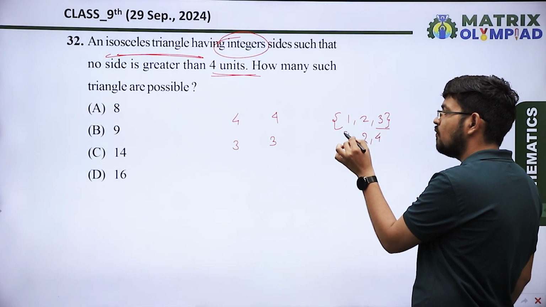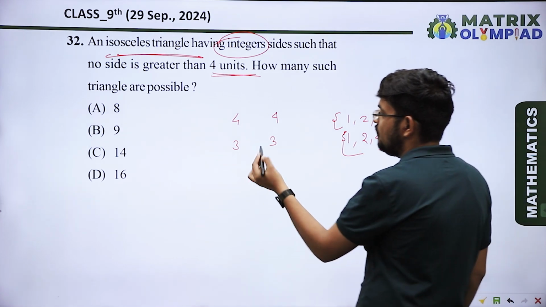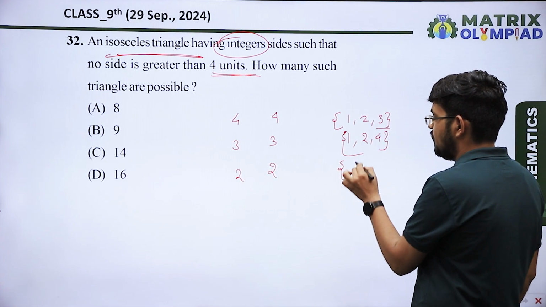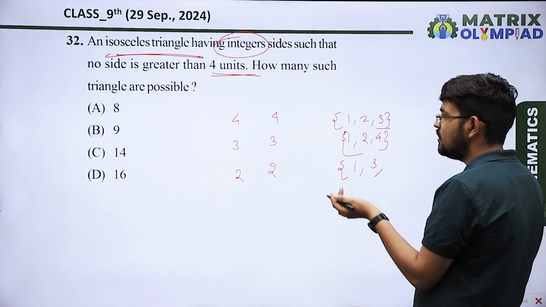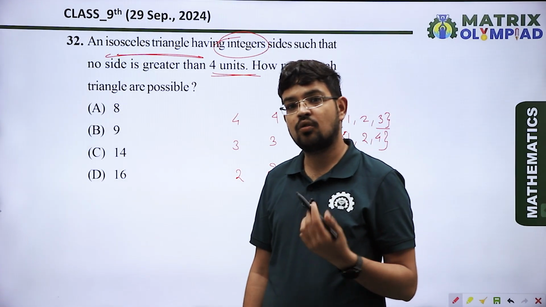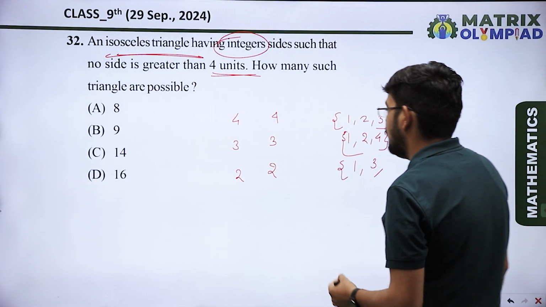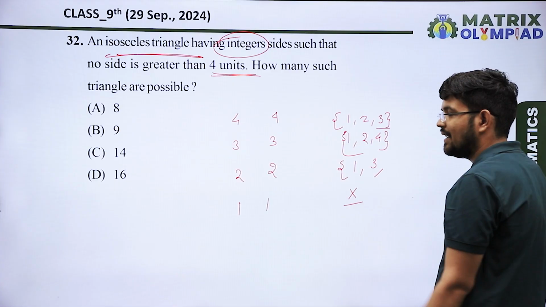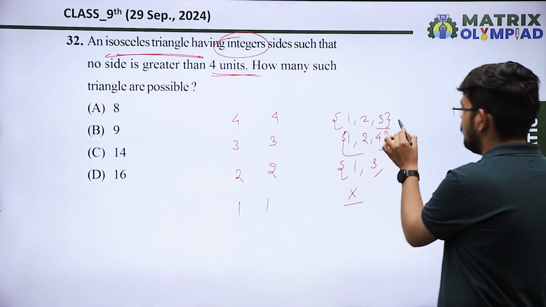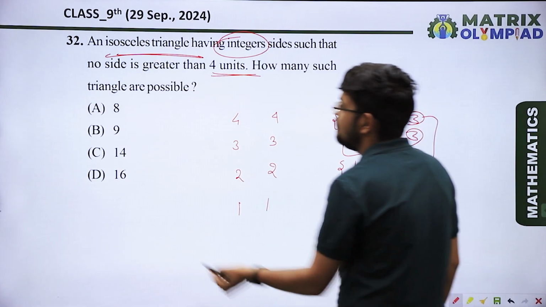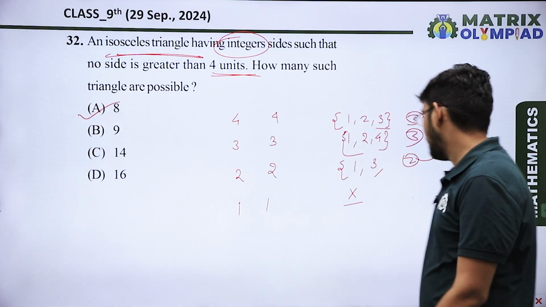If the equal sides are 3, 3, then the other side may be 1, 2 or 4. And if you are taking equal sides 2, 2, then 1, 3, 4 is not included, because the sum of two sides should be greater than the third side. And if the side is 1, 1, then the third side is not possible. That's why only 3, 3, 2, total 8 possible triangles are there.